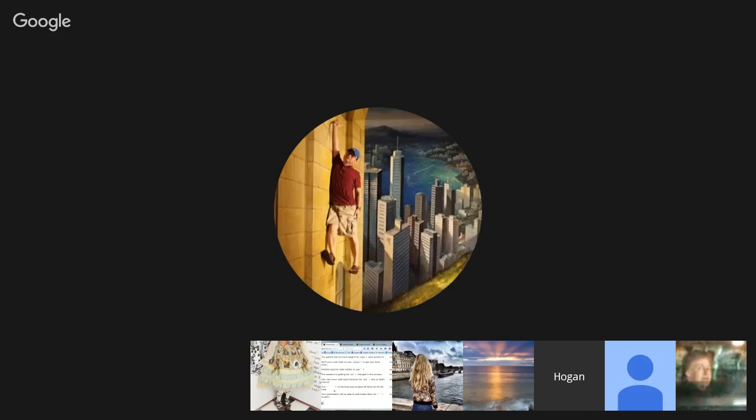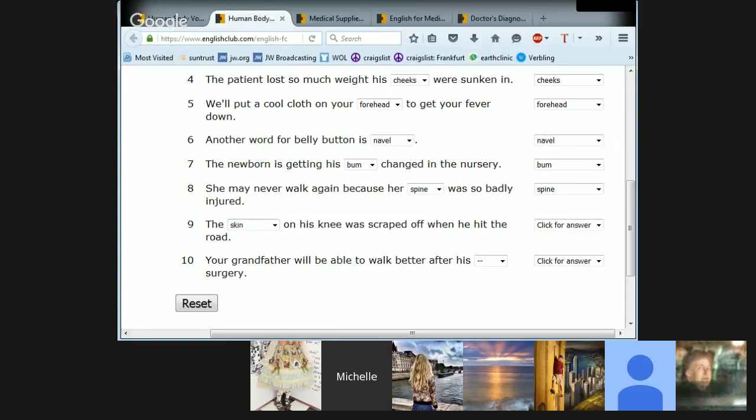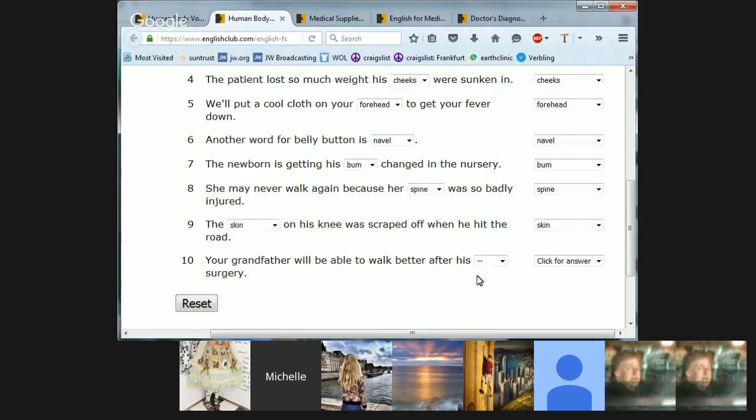I think it's skin. Okay, I agree. Let's see if it's right. And that is correct. Awesome job. Very good. Nice work. Thank you.